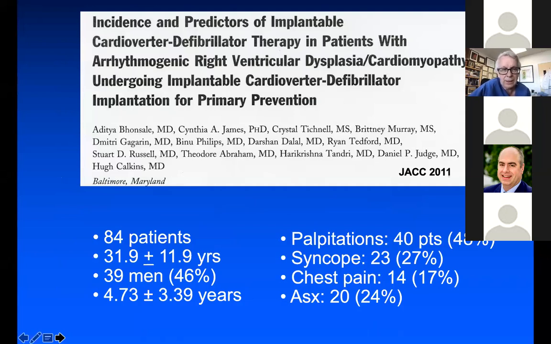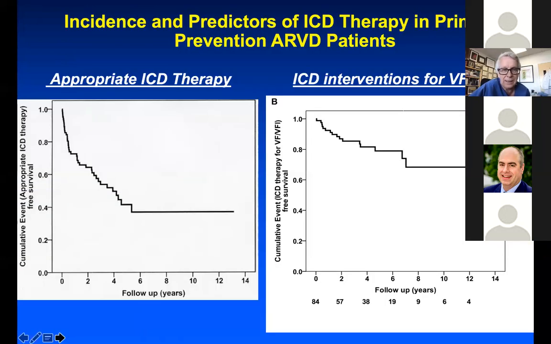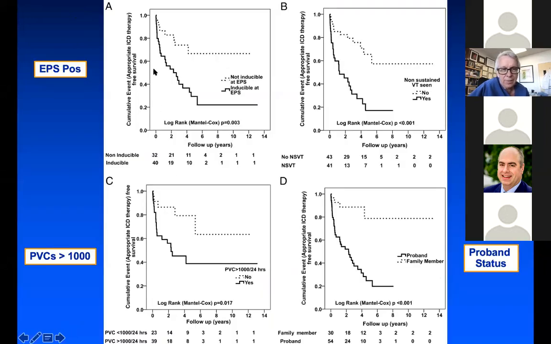Aditya Bansal and our group put together a nice series a number of years ago, 84 patients who got a primary prevention ICD. You can see there's a reason we call it ARVD. 60% of patients had an appropriate shock within 5 years. There's no other condition where you're going to see these kinds of curves. And even for VT/VF, 30% by 6 years out. These patients are unbelievably arrhythmogenic. The predictive factors included the results of EP testing. There's some debate about this.